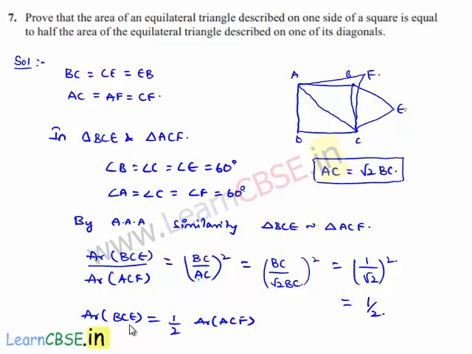Here BCE is the triangle described about the side and ACF is the triangle described about the diagonal of the square. So here we proved that the area of the equilateral triangle described about one side of a square is equal to half times the area of the equilateral triangle described about one of its diagonals. This is the required proof for us.